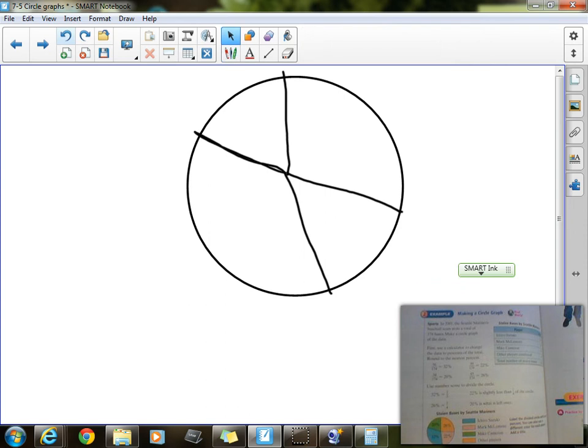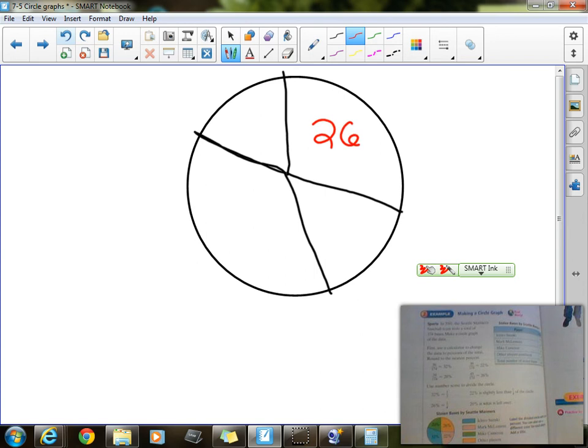And then finally, we see whatever is left over is going to be 20%. Now, with this, I would definitely go ahead and mark what these are. So that's 26%. This is going to be 22%. This is going to be 32%. And this one's going to be 20%.